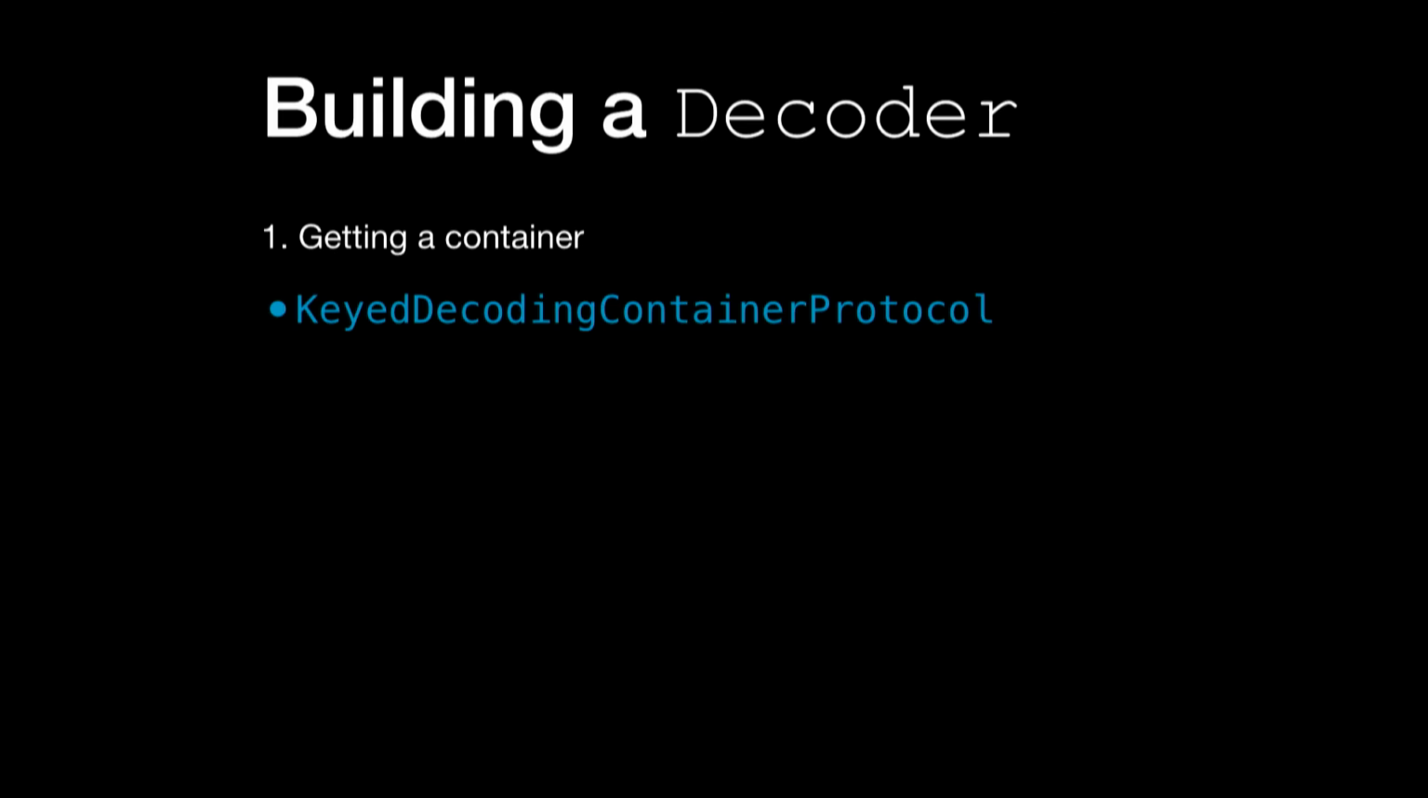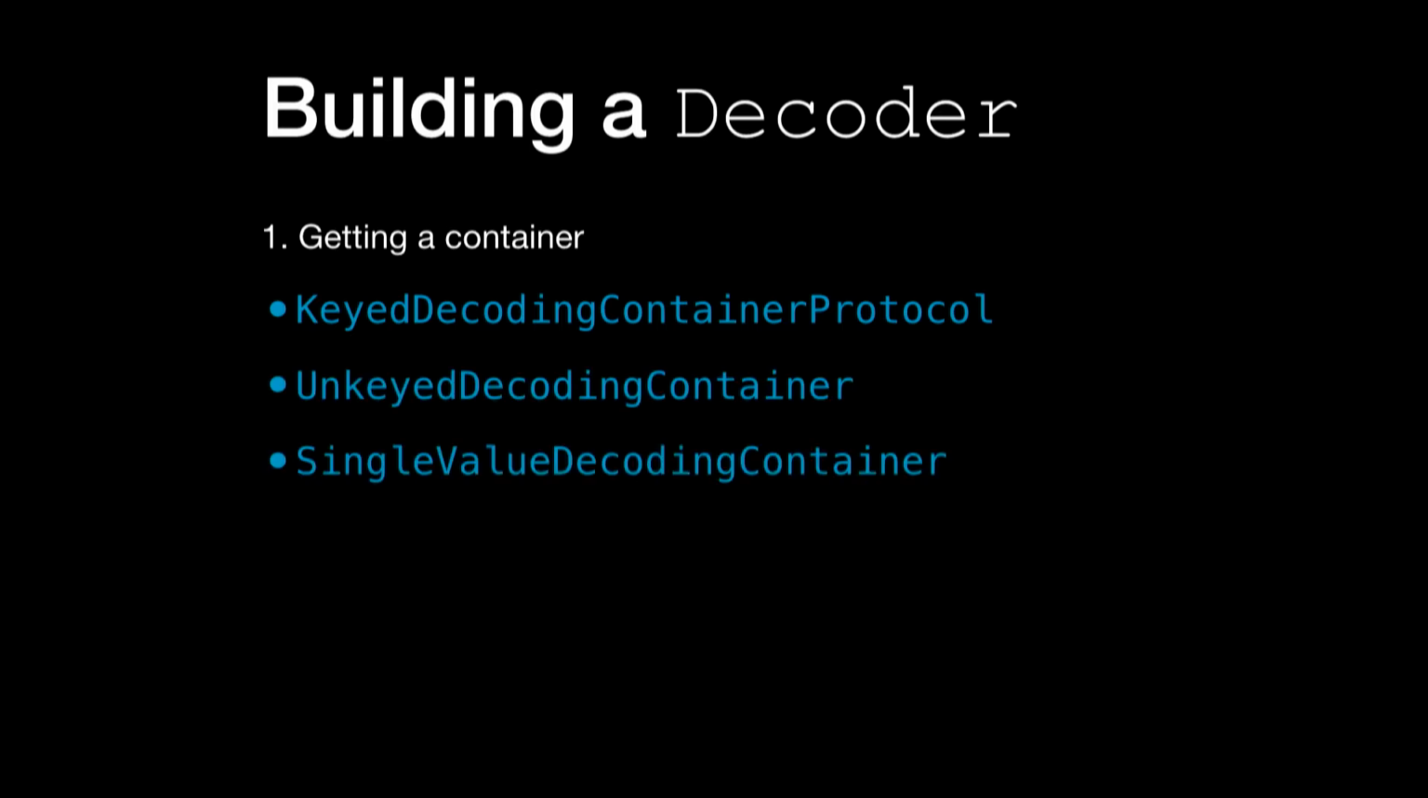All right, so when we're talking about getting a container, there are three important protocols: the keyed decoding container protocol, unkeyed decoding container, and single value decoding container. And when you implement a custom decoder, you basically have to implement all of these. Specifics aside, this all essentially boils down to implementing a lot of methods that start with decode.